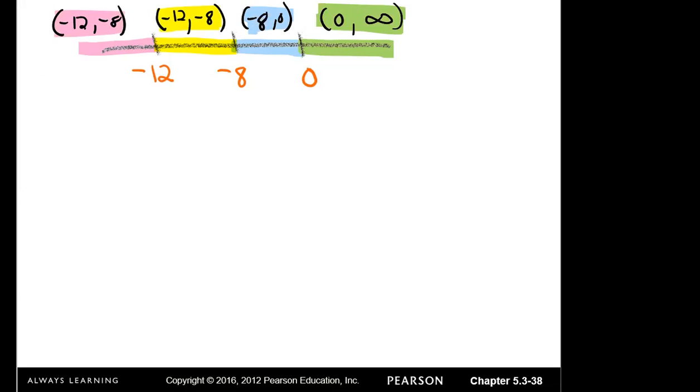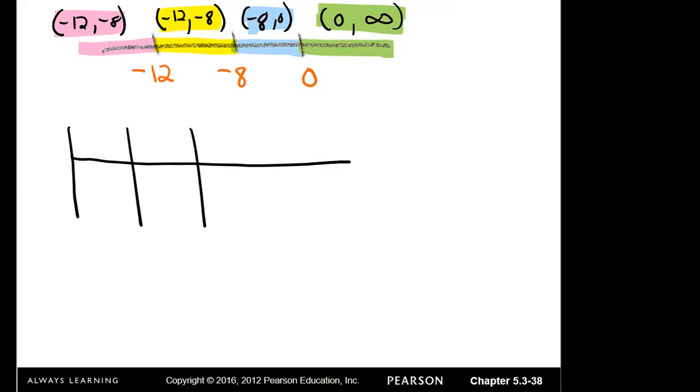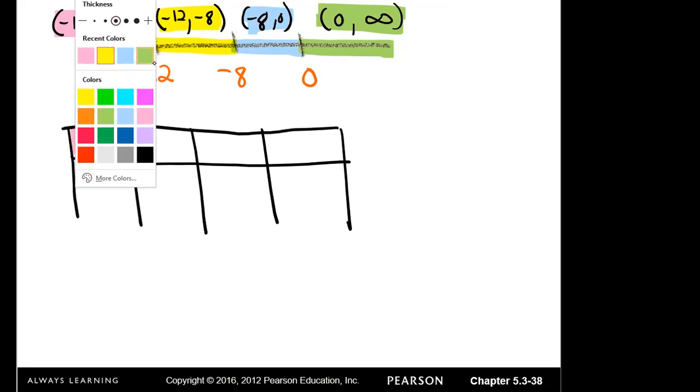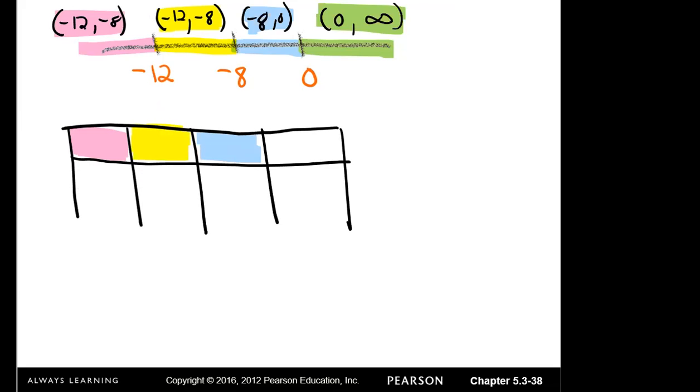Okay, so I'm going to make a table now of those 4 intervals. And you just pick any number you want in these intervals. And you're going to plug and chug into the function. And the function was x plus 8 over x times x plus 12.